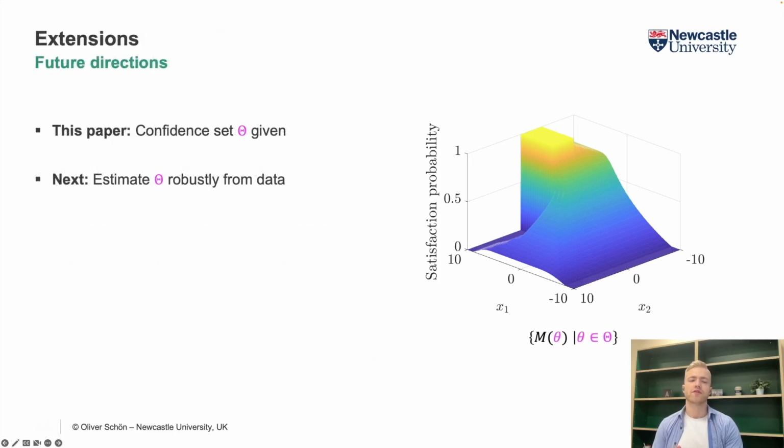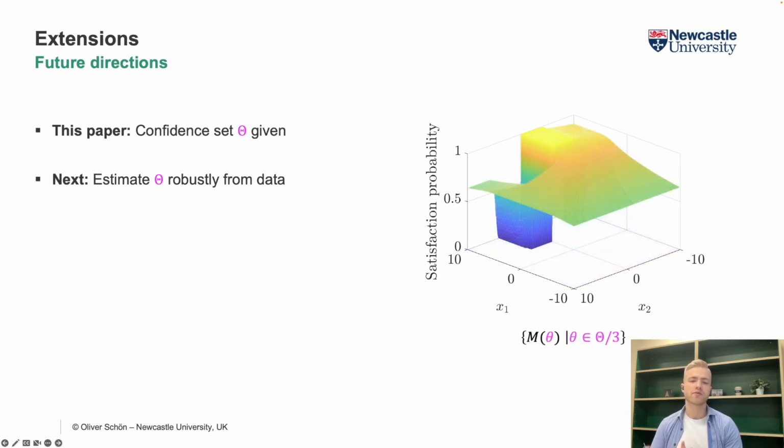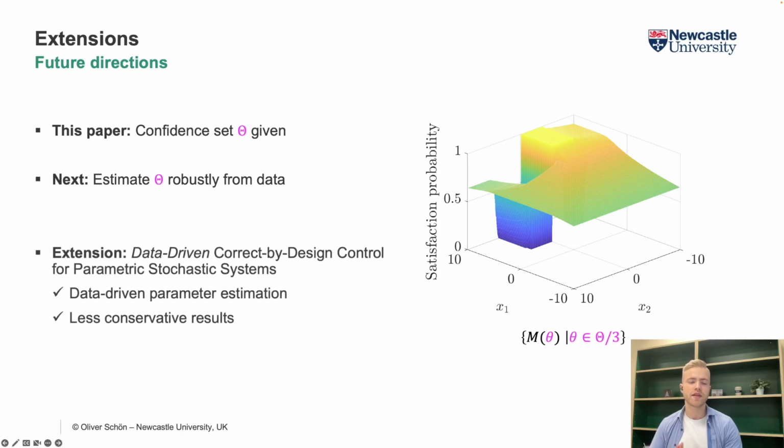So what are future directions for this? In this paper, we're assuming that the confidence set is given, and next we want to estimate this robustly from data. And to motivate this, if we look at the picture on the right and we decrease our confidence set to a third, the satisfaction probability is boosted by a lot, which means that the conservatism that is introduced by our approach is also reduced to a minimum. Therefore, in our extension, data-driven correct by design control for parametric stochastic systems, we're going to utilize data-driven parameter estimation to get less conservative results. Look out for this.